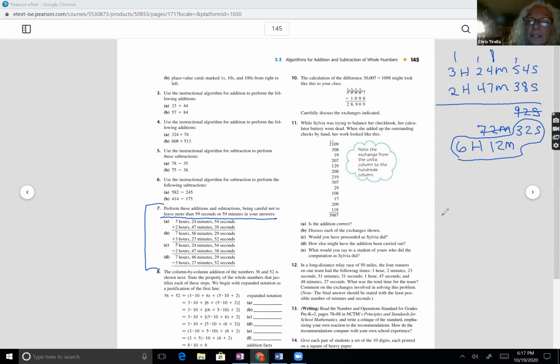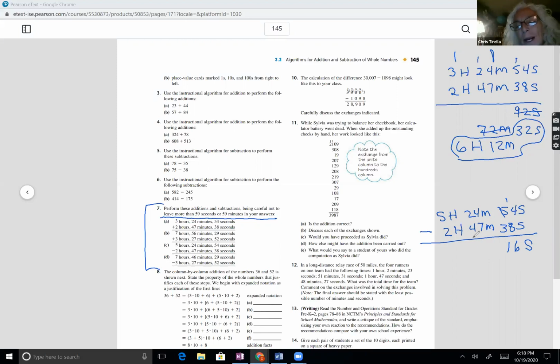It gets a little dicier when we subtract. If I look at C, we've got 5 hours, 24 minutes, 54 seconds. And I want to take away 2 hours, 47 minutes, 38 seconds. First, I'll subtract the seconds, and we can take 38 away from 54. Let's see. Bring down my S for seconds. That's 16 seconds, and life is good.